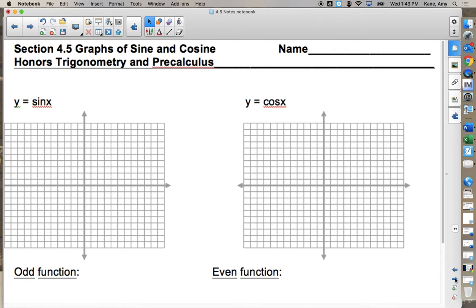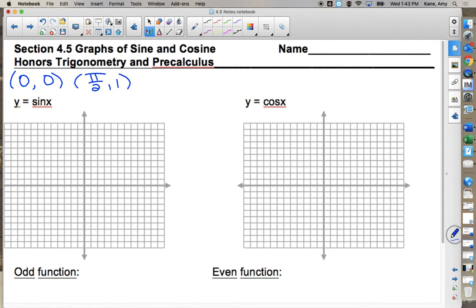So for sine, sine starts at 0, 0. Because at the angle of 0, the sine is 0. That's what that's really saying. Angle 0, the sine is 0 because I'm at the angle 0 in the unit circle. What's the next point, Kevin? Pi over 2 and 1. Pi over 2 is at the top of the unit circle. The sine is 1 at the top of the unit circle.